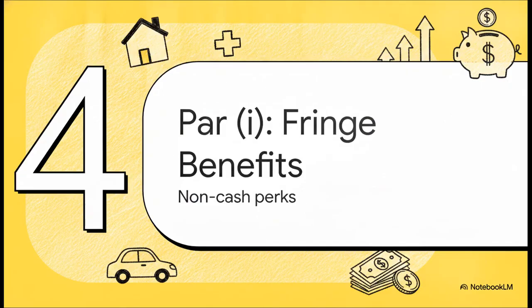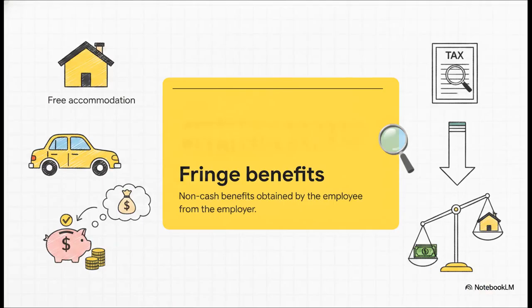Let's shift gears entirely now to paragraph I, fringe benefits. We are leaving asset and property agreements behind and focusing strictly on the distinct rules governing the employer and employee relationship. Paragraph I shifts our attention to how we value and tax the perks of employment. Under this paragraph, the emphasis is entirely on the non-cash perks that flow to an employee, cleanly separating them from standard cash remuneration. We're talking about company cars, free accommodation, low-interest loans, basically all the things that make a job attractive beyond just the monthly paycheck.